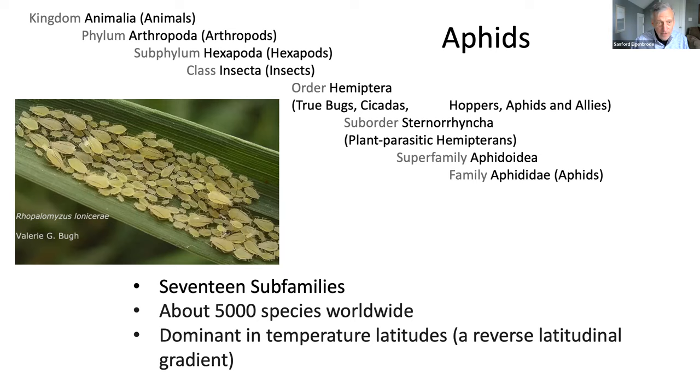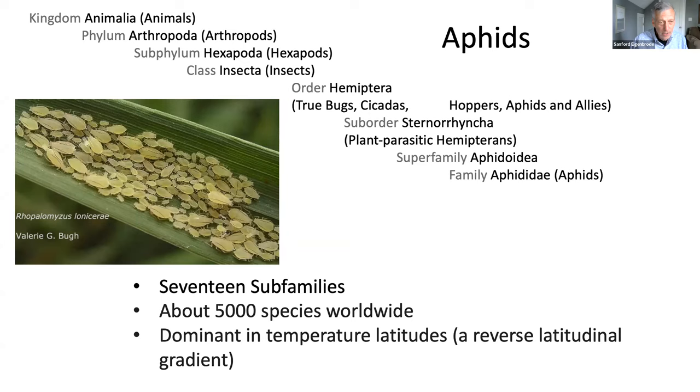And this photograph of Rhopalosiphum lonicerae is what you may think of when you think of aphids, the large gathering of a colony of aphids like this on a plant. They're dominant in temperate latitudes. They actually exhibit a reverse latitudinal gradient.